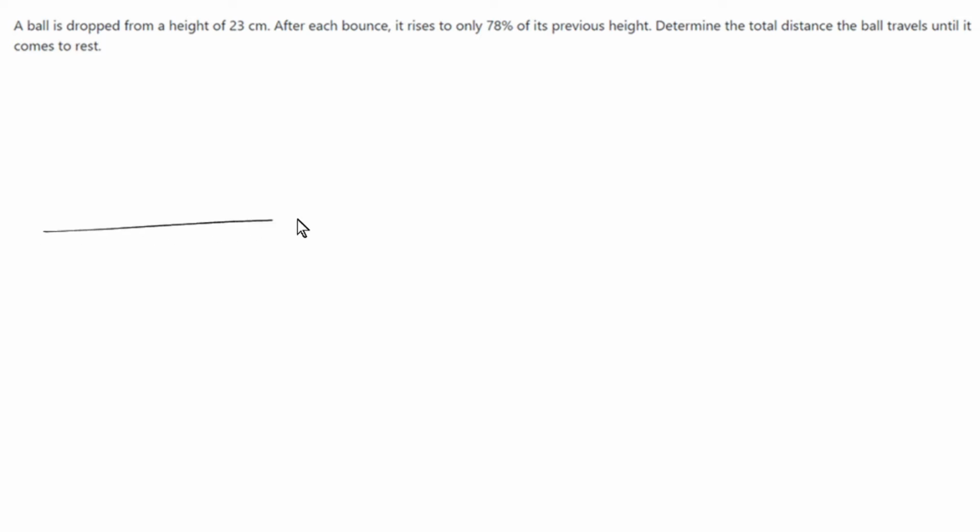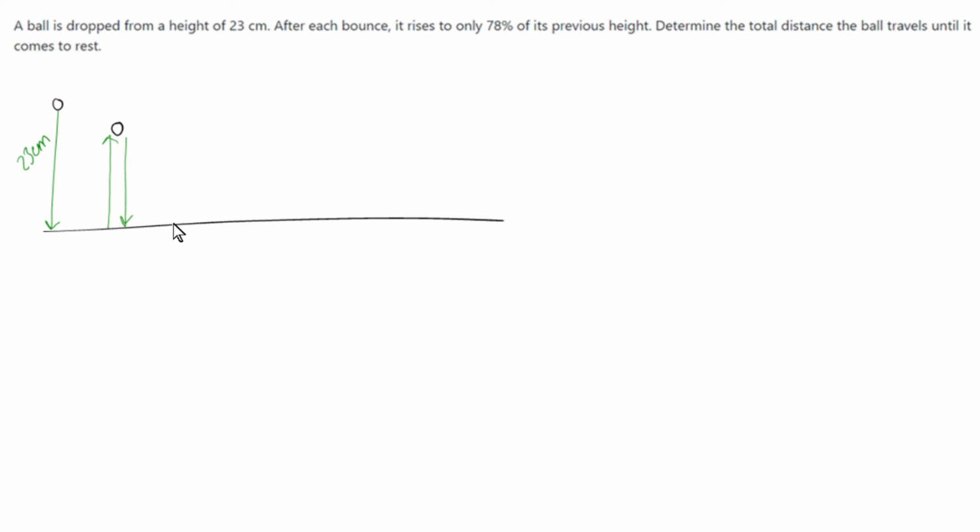So we have a ball that starts out at 23 centimeters above the ground, and we drop it straight down. So it's going to travel 23 centimeters right there before it hits the ground. It's a bouncy ball, so it's going to bounce back up, but only to about 78% of the previous height, and then it comes back down.